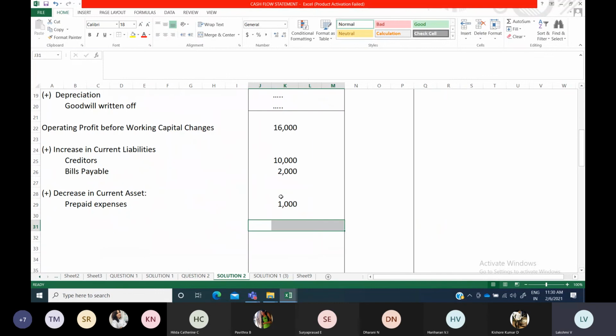So you can add up all these: 16 plus 10 plus 2 plus 1 is 29, 29,000 you have to add. With this amount only you have to subtract your increase in current asset, which we can discuss in the next session.